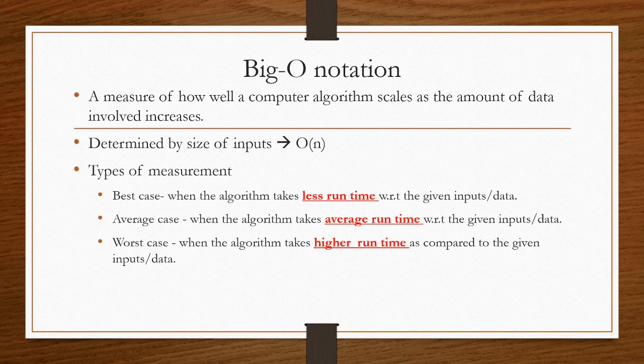The types of measurements. First one, best case. When an algorithm takes less runtime with respect to the given inputs, it's also called the best case. Second case, average case. The algorithm takes average runtime. Worst case, the algorithm takes higher runtime as compared to the given inputs or data.